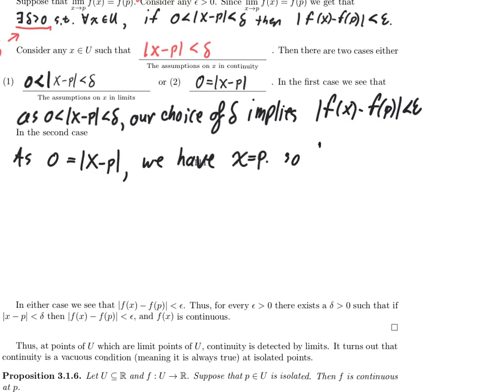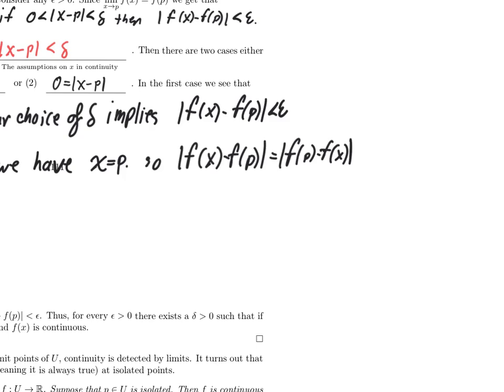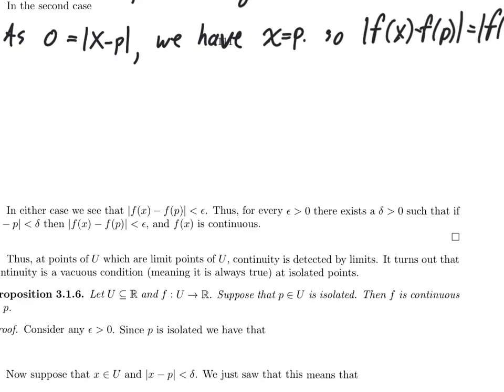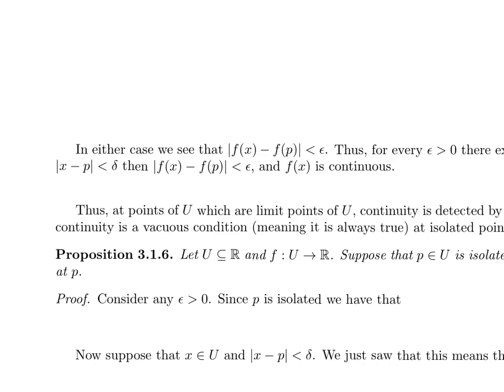So, the absolute value of f of x minus f of p is equal to the absolute value of f of p minus f of p, because x is equal to p. Well, but that's exactly 0, which is less than epsilon because epsilon is bigger than 0. So, let's just summarize that. In either case, we reach the conclusion that the absolute value of f of x minus f of p is less than epsilon.